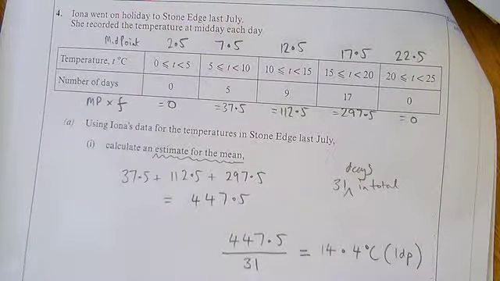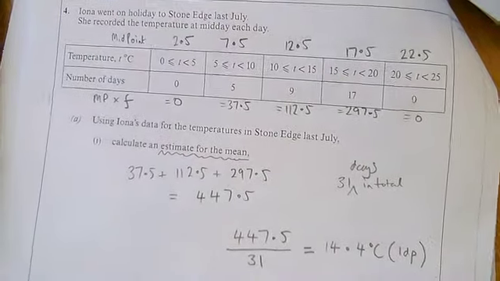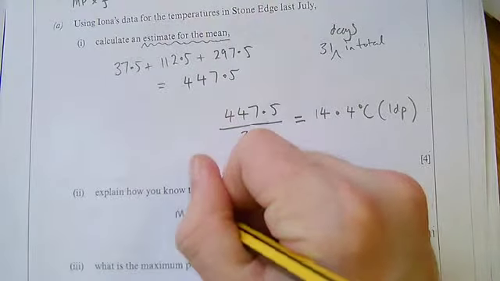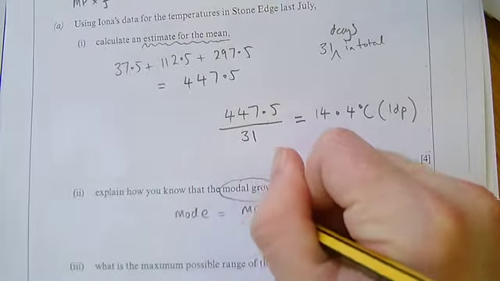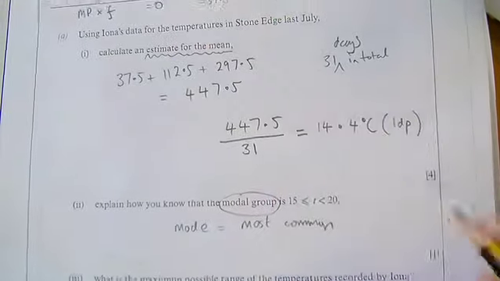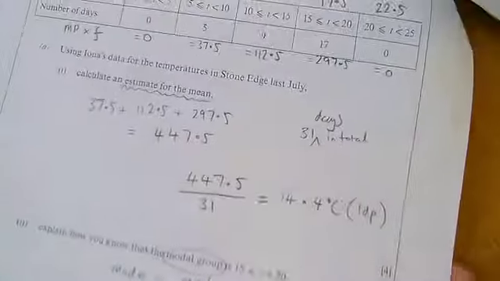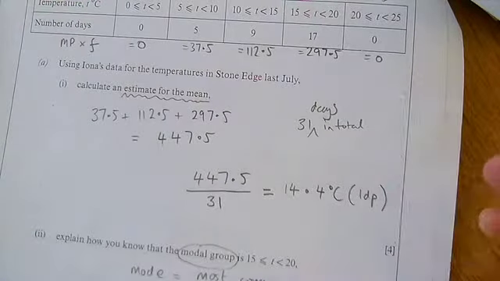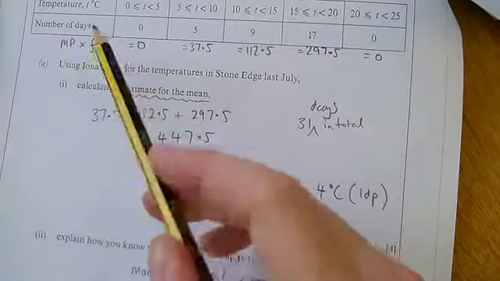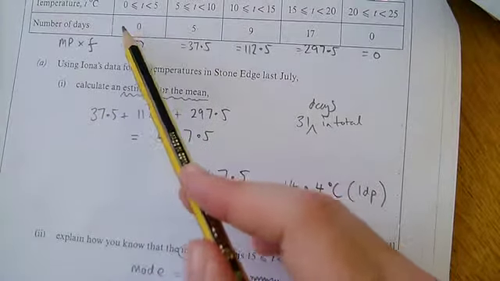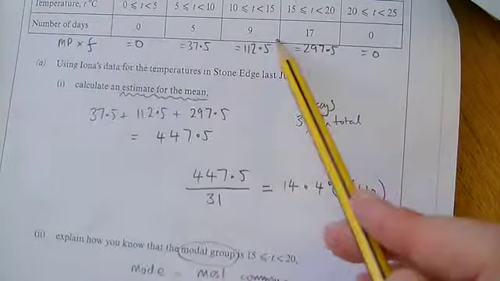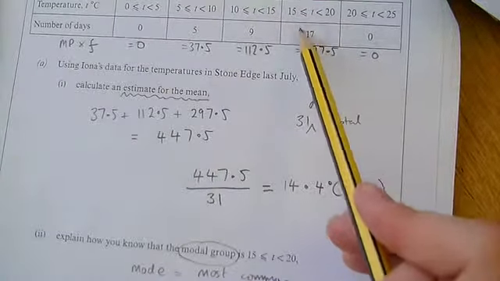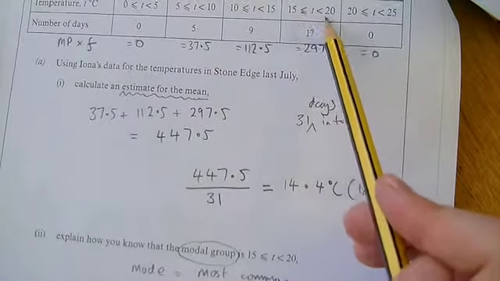Modal group, the word modal, sorry, let me show you the paper, just tell me if you can't see what I'm doing. Modal group means mode, meaning most common. The one with the most amount in it. Now the incorrect thing to say here is that the modal group is 20 to 25 because it's the most. We're not talking about the most in terms of the highest numbers, we're talking about the most in terms of the biggest number of people who are in it, or the highest frequency. So the modal group here is 17 because that is the biggest frequency, but that 17 belongs to 15 to 20.